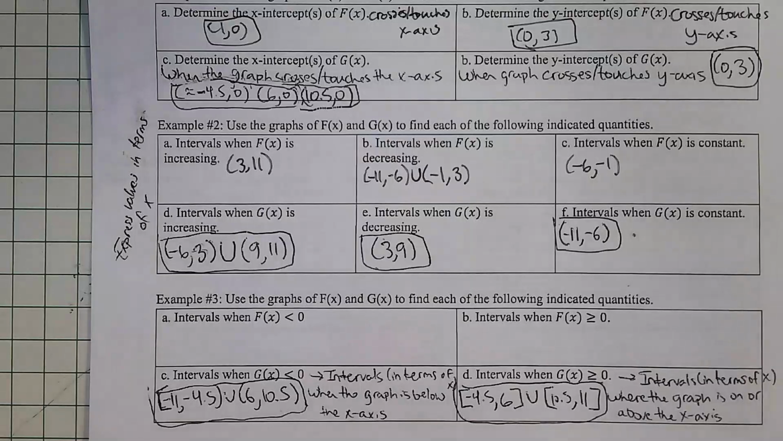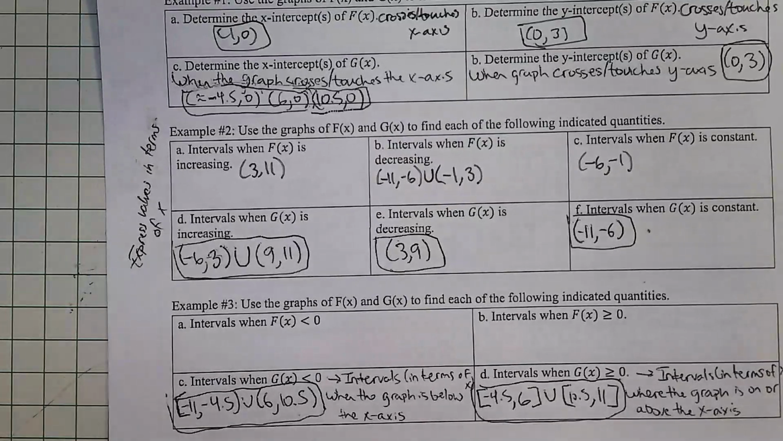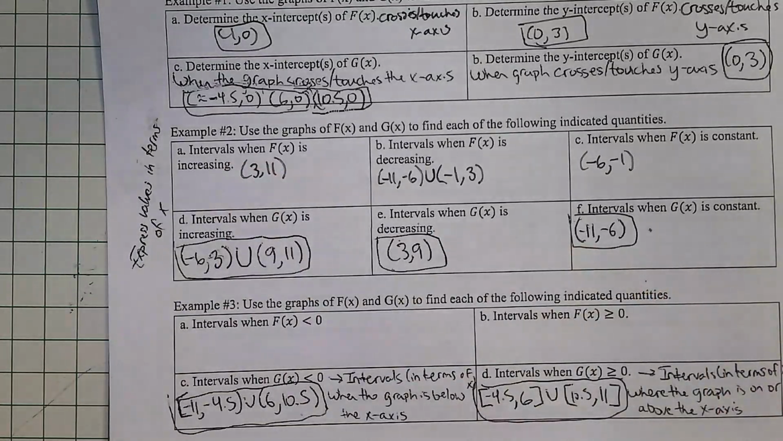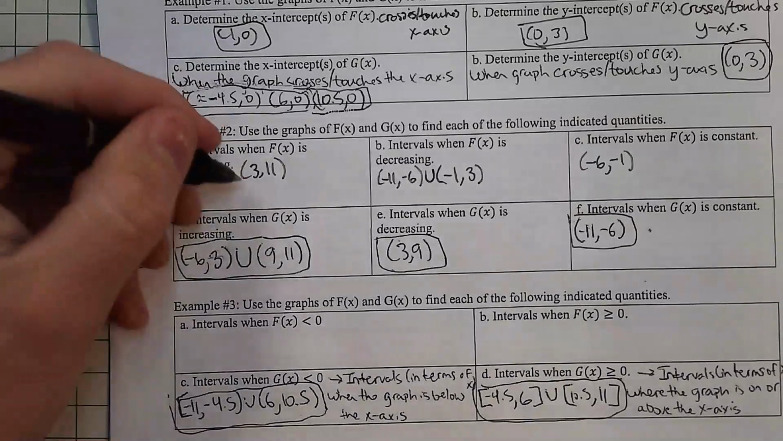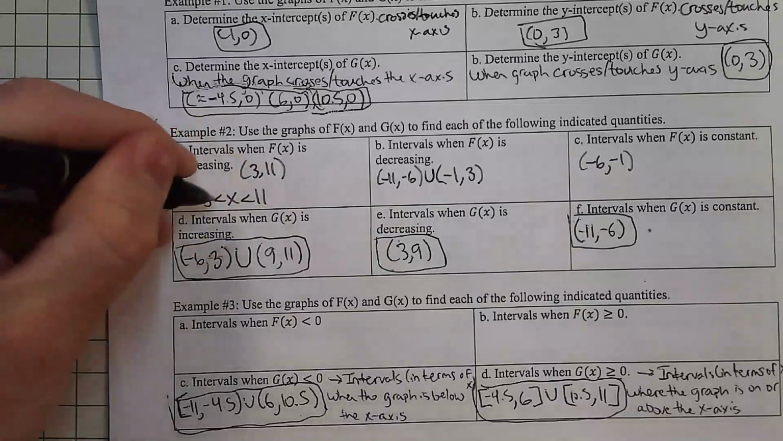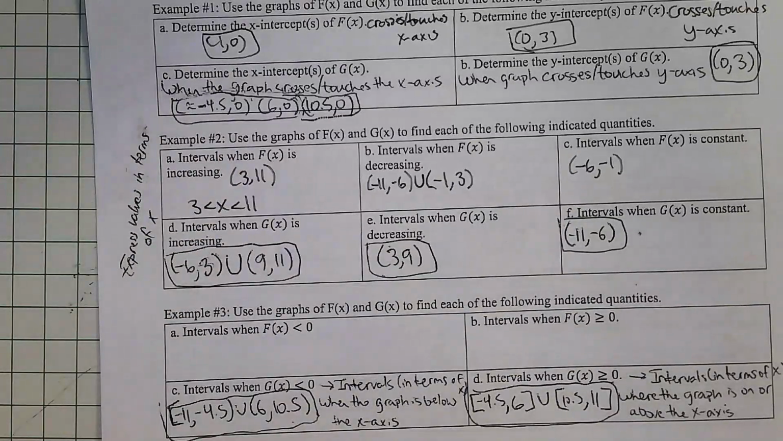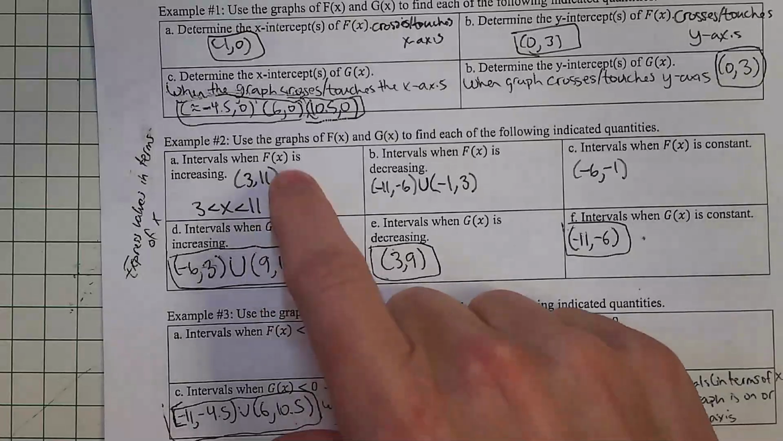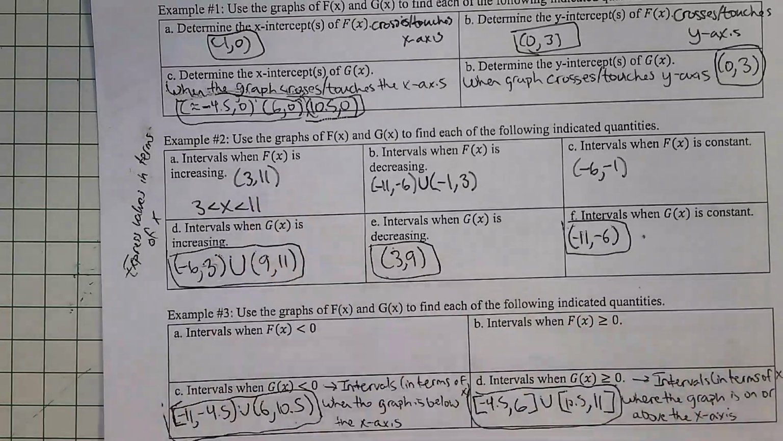Now, Delta Math is a little psycho today. Delta Math asks you to put this in inequality notation. So here's what Delta Math asks for. From 3 to 11, they ask you to do it like this. They ask you to write a compound inequality out of it. Now, this is right and that is right, but Delta Math wants you to do the inequality.